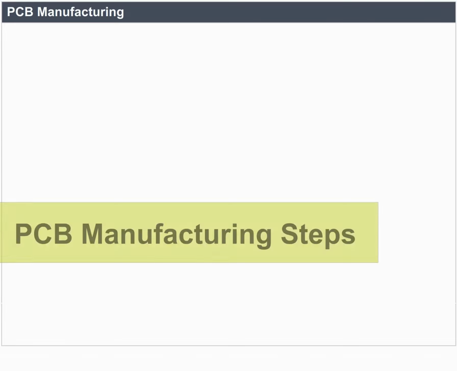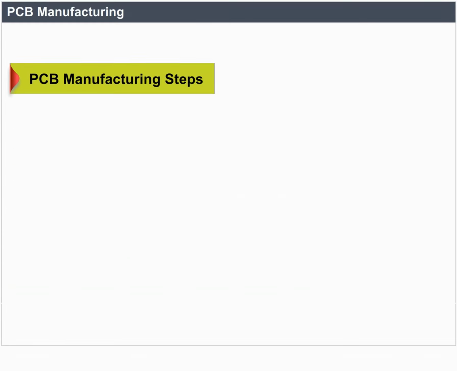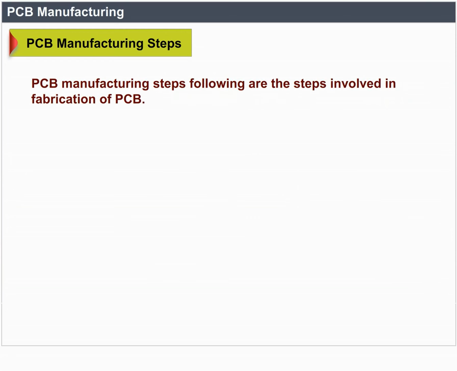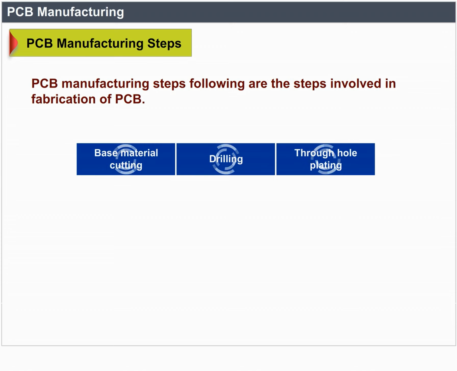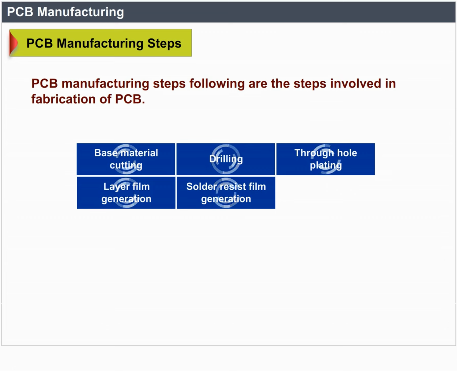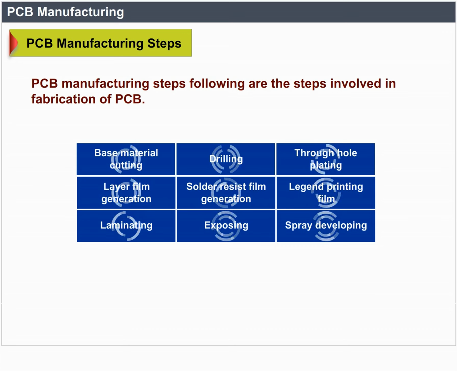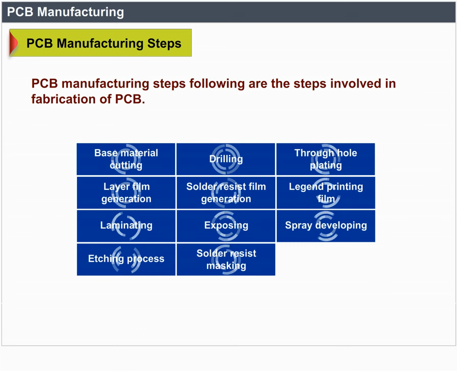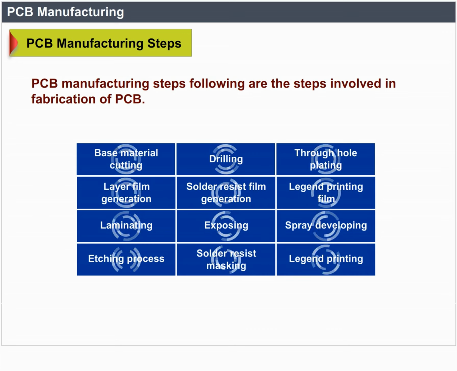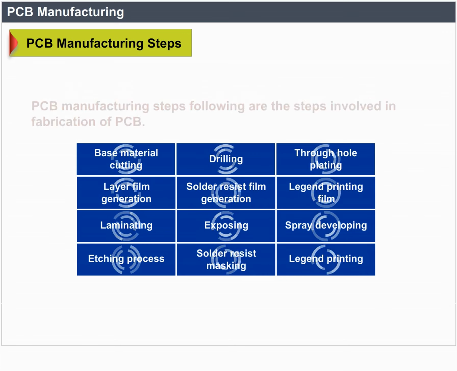PCB Manufacturing. PCB Manufacturing Steps. Following are the steps involved in fabrication of PCB: base material cutting, drilling, through-hole plating, layer film generation, solder resist film generation, legend printing film (optional), laminating, exposing, spray developing, etching process, solder resist masking, legend printing (optional).